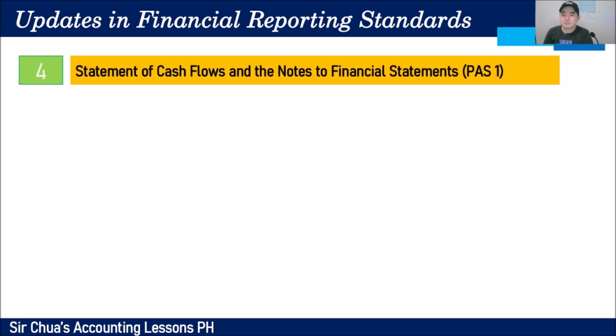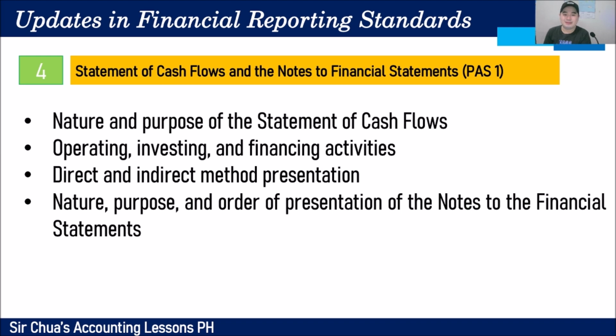And then we will also be talking about the statement of cash flows and the notes to financial statements. So what is the nature and purpose of the statement of cash flows? And then as you know, we report three business activities and cash inflows and cash outflows: operating, investing, and financing activities. Okay. And then how to properly prepare the statement of cash flows, either in direct method or the indirect method. And then the nature, purpose, and order of presentation, basically how to prepare the notes to financial statements.